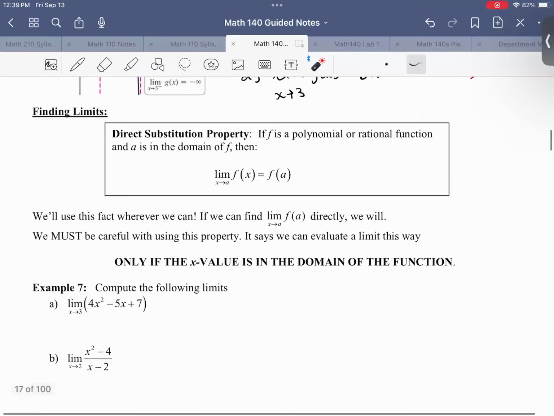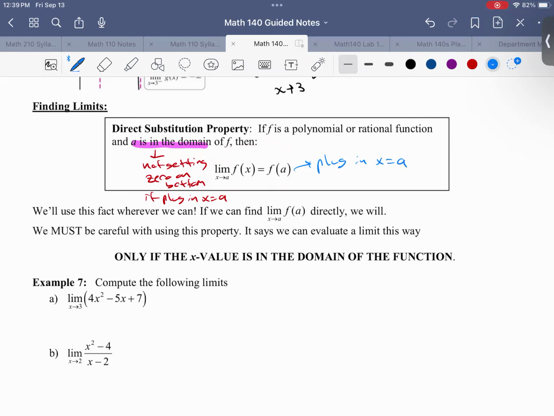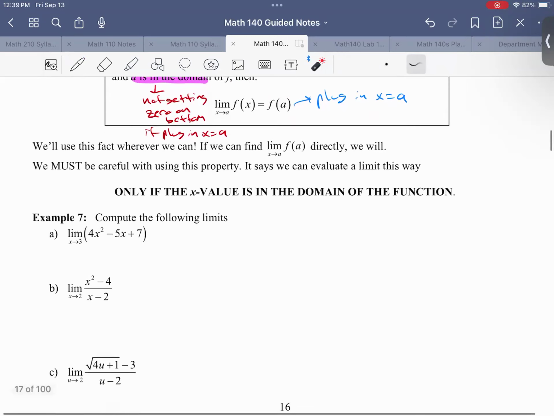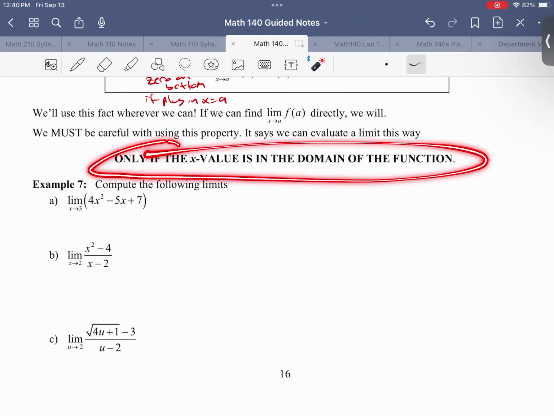So let's go ahead and introduce finding limits in the first place. There's a big property called the direct substitution property. If f is a polynomial or rational function and a is in the domain, meaning you're not getting a 0 on the bottom, if you plug in x equals a, then what you can actually do is just plug in a. So if you're not getting a 0 on the bottom, you can just plug in a in the first place. We'll use this fact whenever we can. It's always our first option, and we can always just find it directly. The key thing, as I just mentioned, is that it must be in the domain, meaning you can't get a 0 on the bottom.